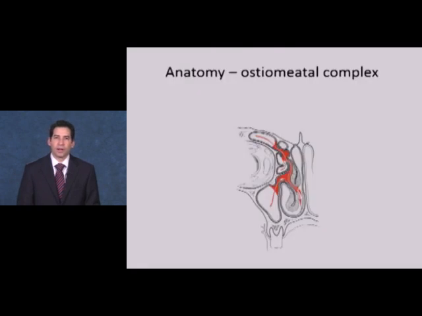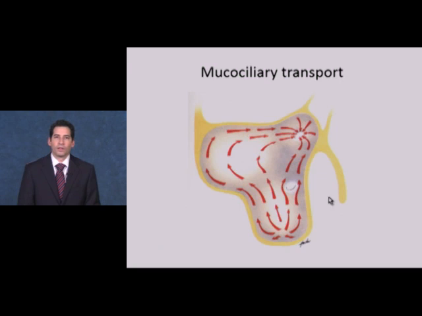The ostiomeatal complex is defined as the region where the sinuses drain into the nasal cavity. In this area, the ostiomeatal complex drains the frontal and anterior ethmoid sinuses and the maxillary sinus in a space between the middle and inferior turbinates into the nasal cavity. This is aided by proper mucociliary transport.